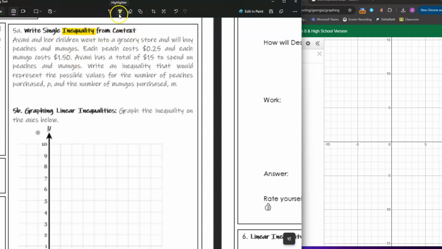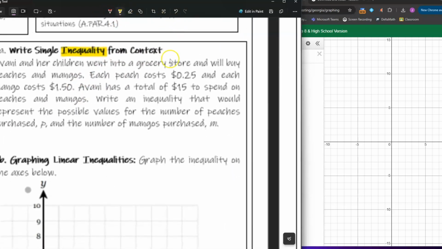All right, so let me read my situation. Avani and her children went into the grocery store. They're going to buy peaches and mangoes. Boom, P and M. Each peach costs 0.25. So anytime I have a number, I'm going to highlight it with my keyword. So a peach is 0.25. Each mango costs $1.50. Avani has a total of $15. So I'm underlining or highlighting my keyword total as well to spend on the peaches or mangoes. And before we start, if I have 15 bucks to spend on peaches and mangoes, do I have to spend all of it? Okay, just keep that in mind. Write an inequality that would represent the possible values of the number of peaches purchased, P.